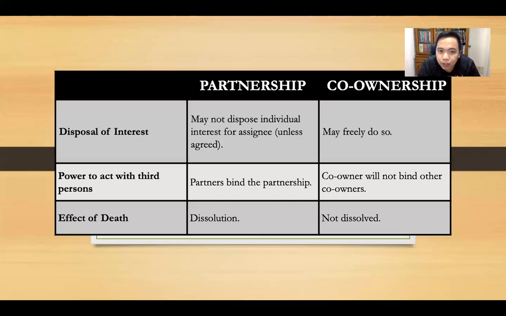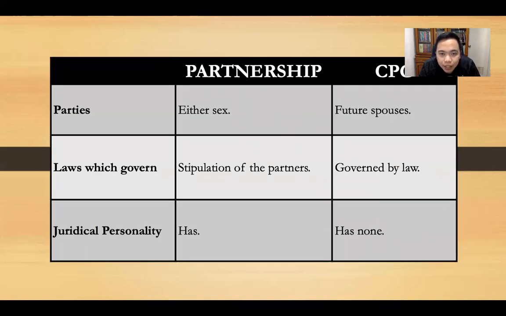Now, death of a partner dissolves the partnership, but death of a co-owner does not dissolve the co-ownership. Why? Because a co-owner can freely dispose of his interest in the co-ownership. Kaya class, sa partnership, pag namatay ang isang partner, na-didissolve yung partnership. Why? Because the heirs may not be automatically admitted. The heirs of a deceased partner may not be automatically admitted in the partnership without the approval of all the partners. Okay. How about the distinction between a partnership and a conjugal partnership of gains?